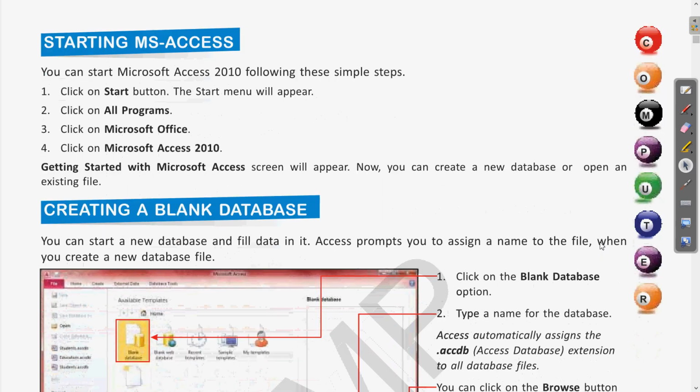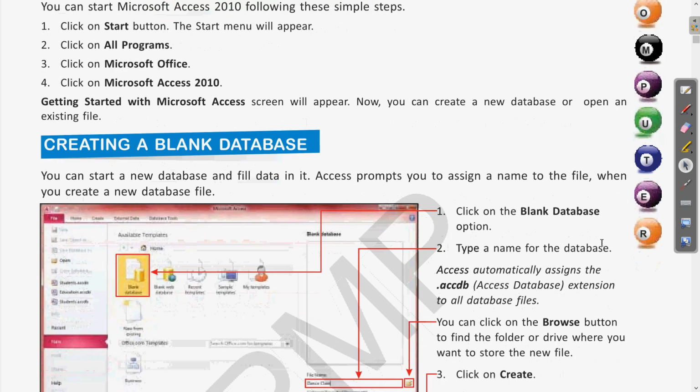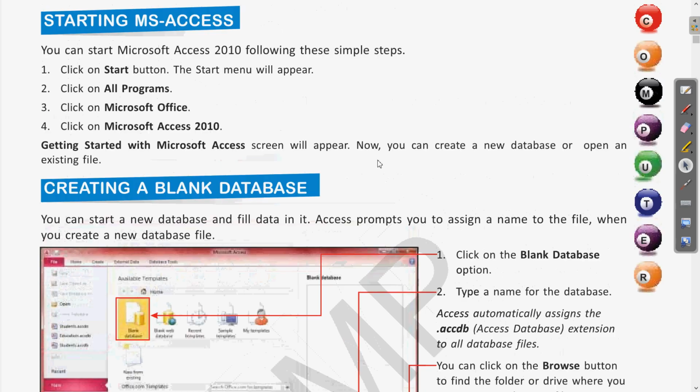We were discussing how to start the MS Access software and what type of window we will see. To start MS Access, if you are using the Windows operating system, 2007 or 2010, it is a little bit different. It may differ according to the version, but the basic thing is that when you click the start button, you will find All Programs. There is a Microsoft Office option, and in Microsoft Office there will be Microsoft Access 2010.